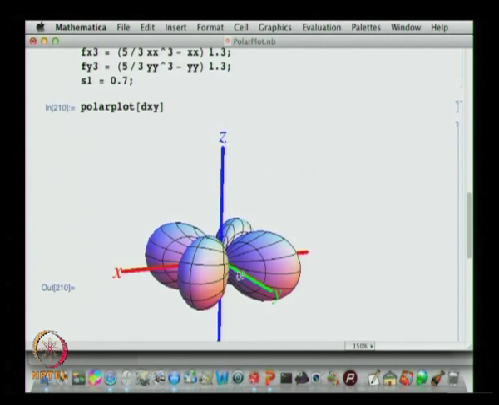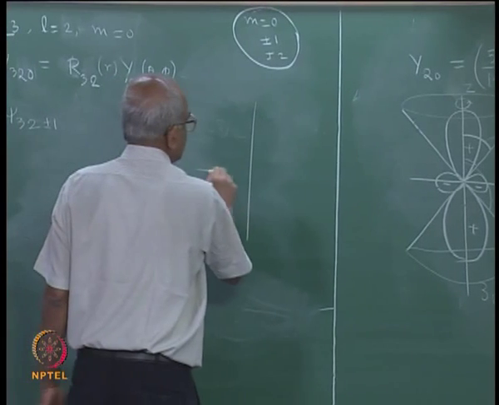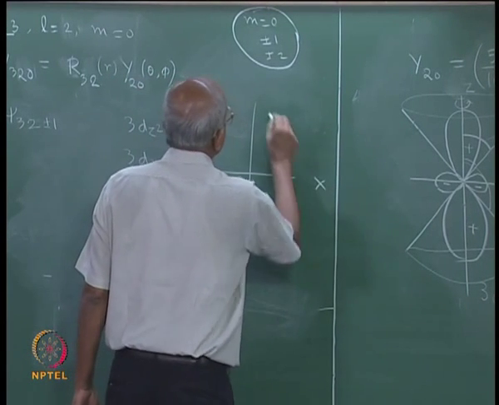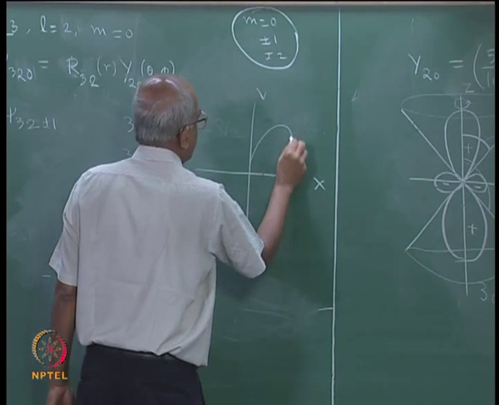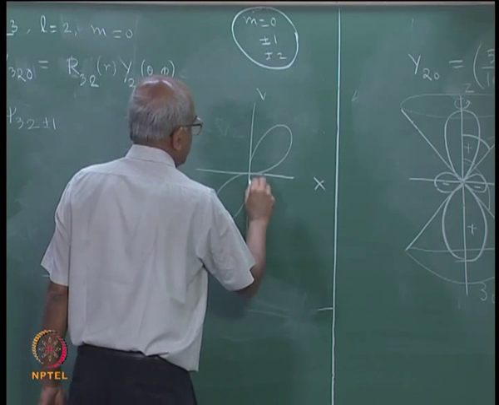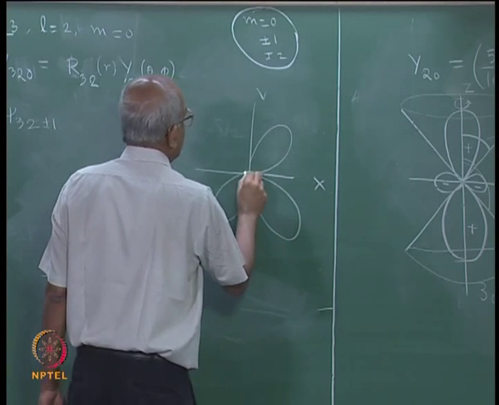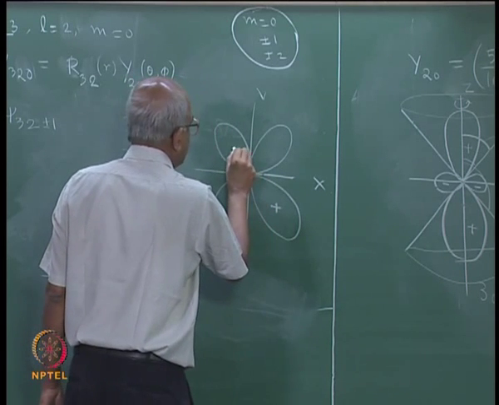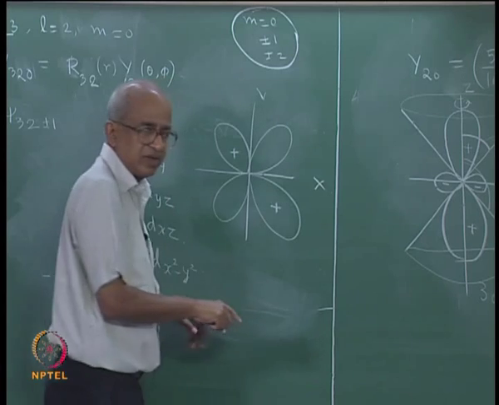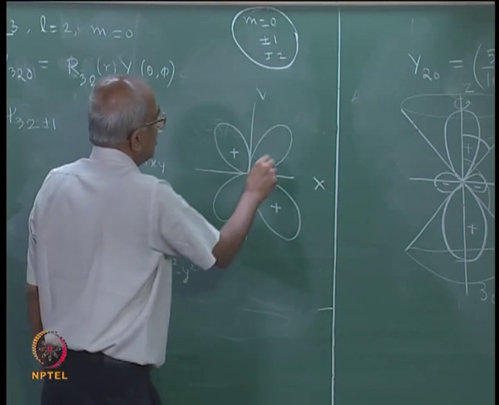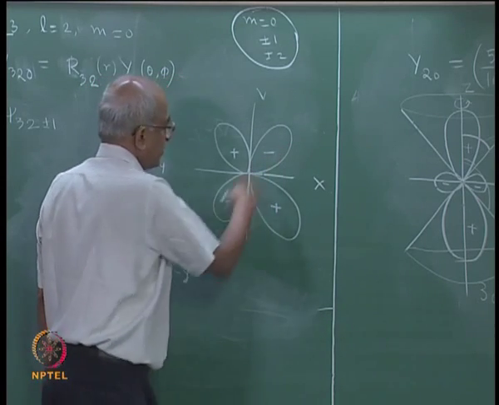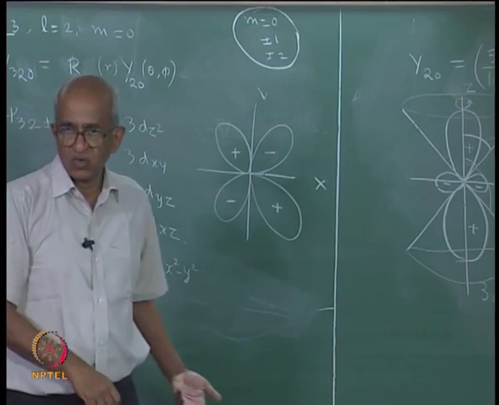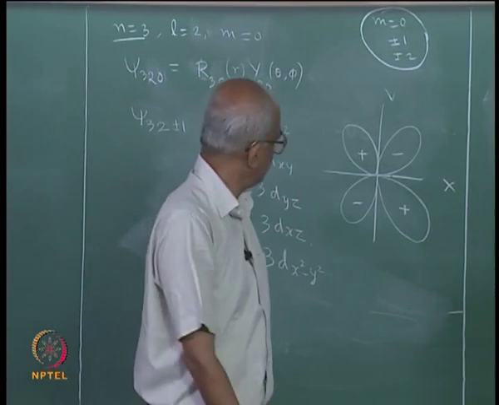Maybe I can draw this on the board. Imagine this is the xy plane. So, you have one lobe here, another one there, another one here, and the 4th one there, and it so happens that this and that are plus. In these directions the wave function is positive, while in these directions the wave function is negative. Okay. So, that is how it is.